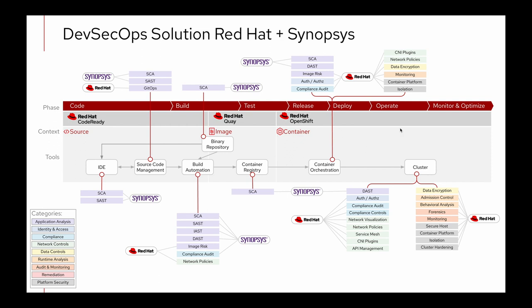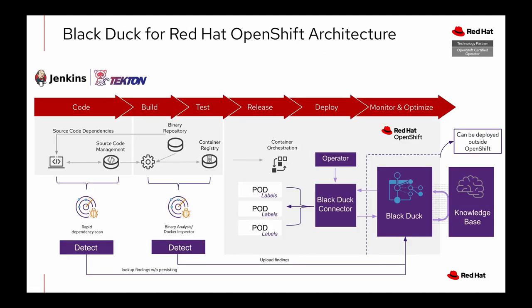I also dove into the Black Duck for OpenShift architecture and how the Black Duck certified operator installs the Black Duck connector, which is responsible for scanning container images to identify security, licensing, and operational risk, and then retrieving the vulnerability and policy information from Black Duck to place on pods as labels and annotations. Again, if you want more detail on this specific integration, then please do view that Synopsys Black Duck on Red Hat OpenShift YouTube video. It's only about 10 minutes, just like this one.